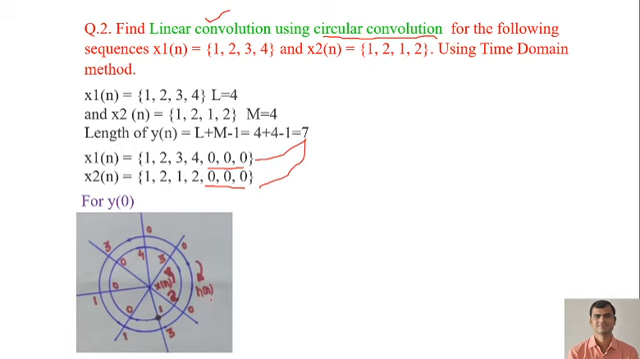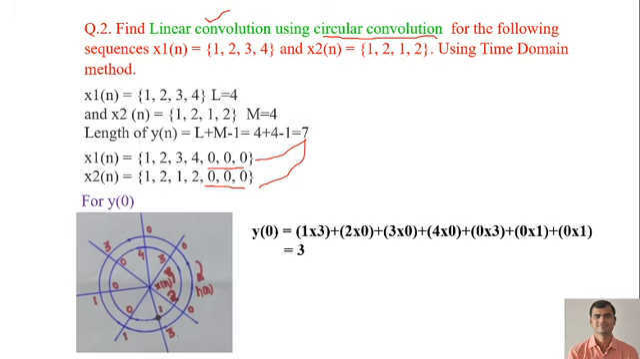Now if I read the sequence of h of n in the direction of x of n, it becomes h of minus n, so it becomes 3 0 0 0 3 1 1. This is the sequence of h of minus n for a period of 7. Then you multiply 1 into 3, 2 into 0, 3 into 0, 4 into 0, 0 into 3, 0 into 1, 0 into 1, and you get the answer for y of 0.